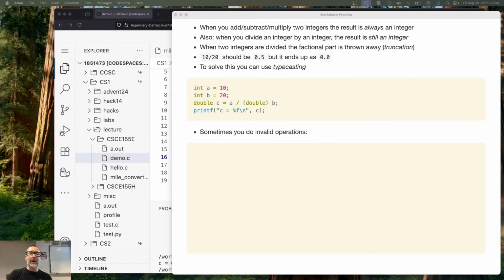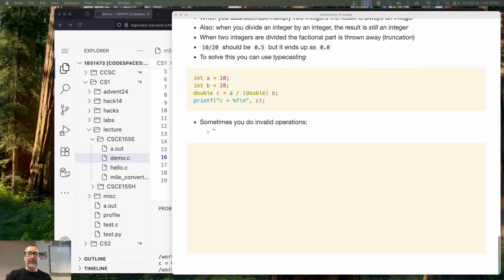Sometimes you have invalid operations. What is 1 divided by 0? Can you do that in math? Can you divide by 0? No. So what happens to your calculator when it happens? Error or something like that. What happens in calculus if you try to divide by 0 but using calc, where you're going 1 over x as x approaches 0? Shoots off into positive infinity.